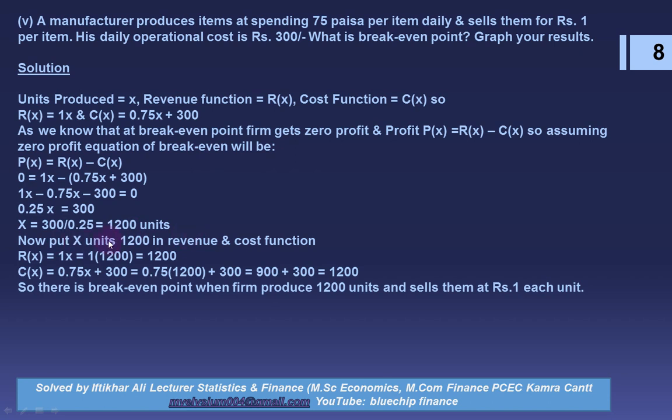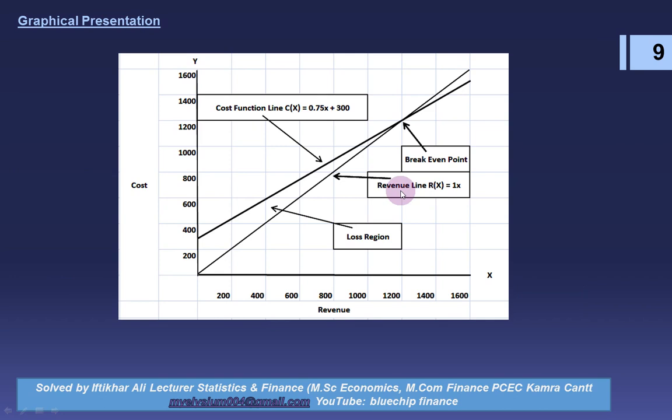Now put x equal to 1200 units in the revenue and cost functions. Revenue will be 1200 and cost will be 1200. So it is the proof that at 1200 units of production, profit will be 0. So it is the break-even point, and we can graph this. You can pause the video and see the graph.